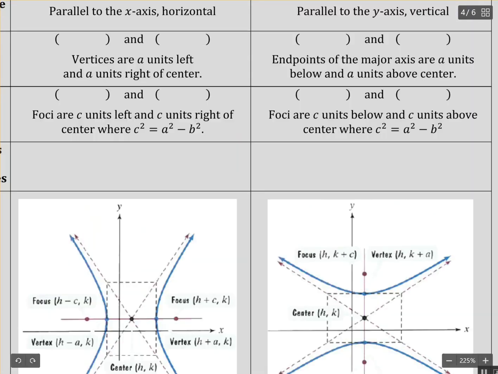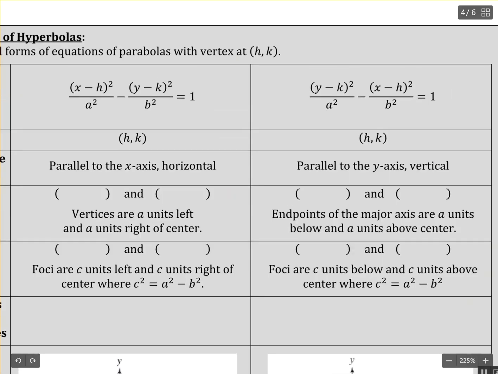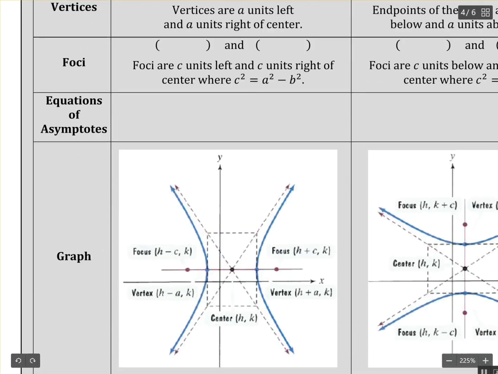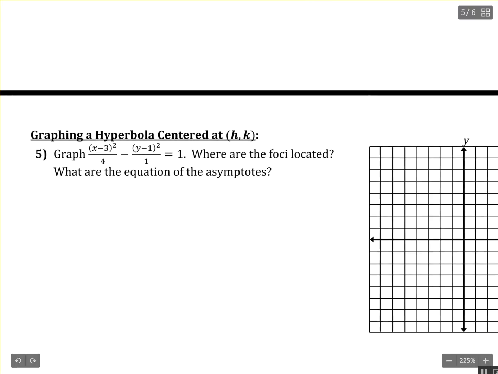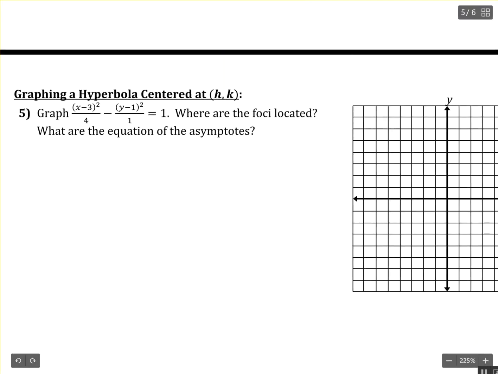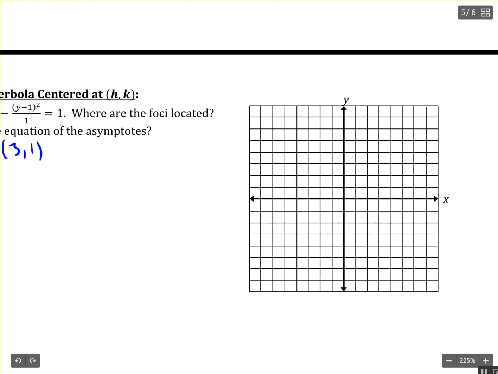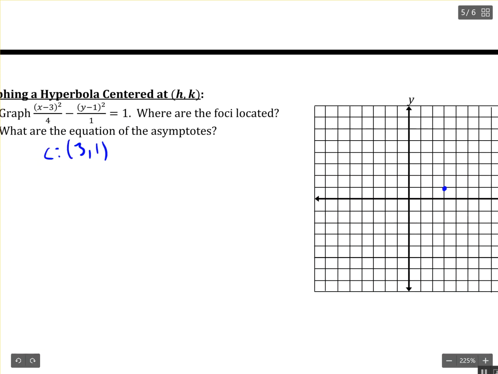All right, some more stuff to memorize if you like, but again, I don't have any of this memorized. I have a separate sheet with all this in one spot. So the only thing really from there is to recognize if it's x minus 3 squared and y minus 1 squared, where's our center going to be? Well, our center is going to be at 3, 1. And basically what that means is we're going to go to 3, 1. Everything is going to be based on that. So when I'm drawing my rectangle and all that good stuff, it's going to have that at the center.